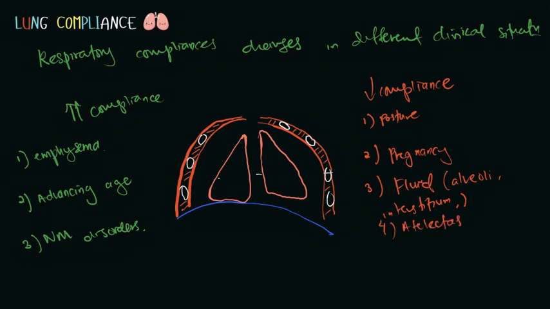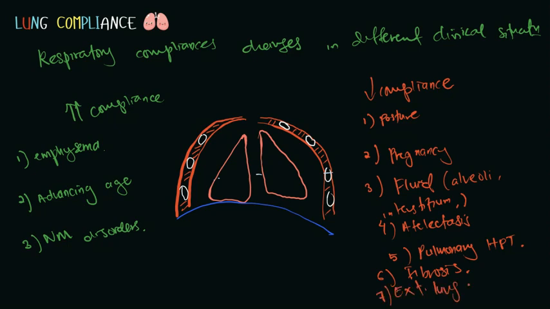Number four, atelectasis. When the lung units collapse, the radius reduces. Owing to Laplace's law, which will be explained later, there will be increased transmural pressure required to expand back the lung. Number five, pulmonary hypertension. In this case, the capillaries will be engorged with blood. Therefore, the lungs will have a greater resistance to expand, reducing its compliance. Number six, pulmonary fibrosis.